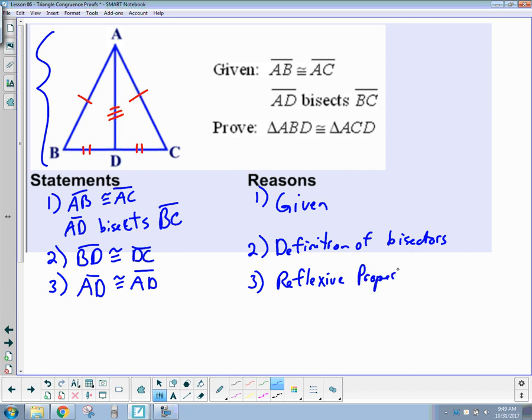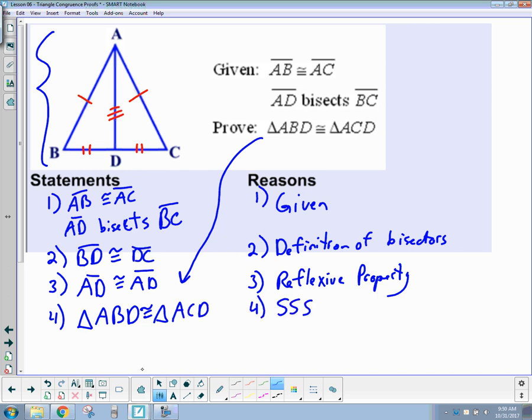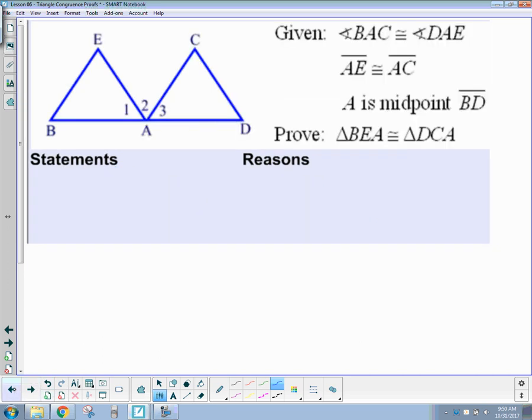And then 4, we have everything we need: side, side, side. So again, bring the proof down. Triangle ABD is congruent to triangle ACD because of side, side, side. Again, go ahead and pause that.